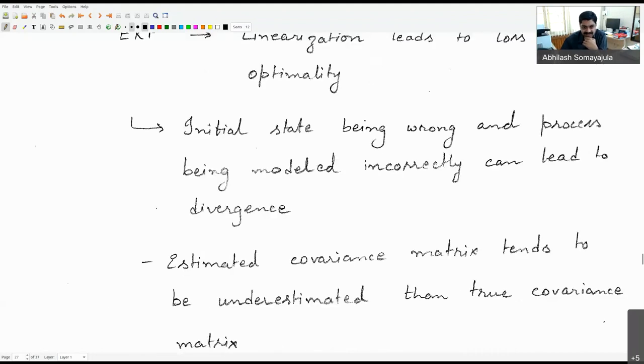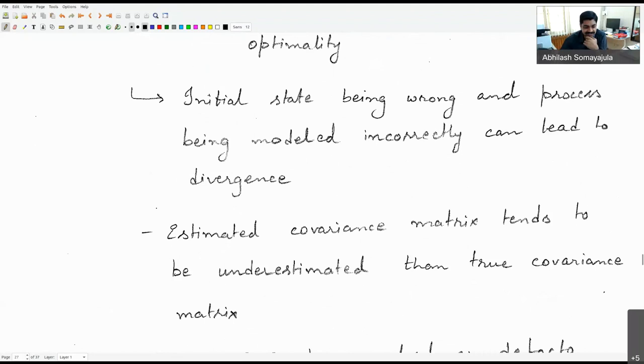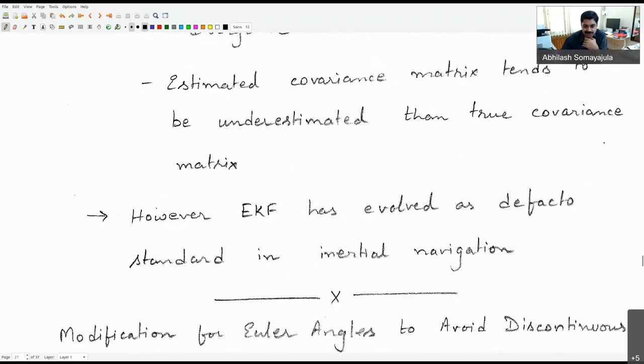However, even despite these disadvantages, it has evolved as the de facto standard in inertial navigation systems. You will see that it is being applied in most INS systems, which means inertial navigation systems, IMUs for giving you the orientations. This is what is going on behind the scenes. It has emerged as a de facto standard because it seems to be doing quite well as long as we are not diverging too much from the nonlinear plants.